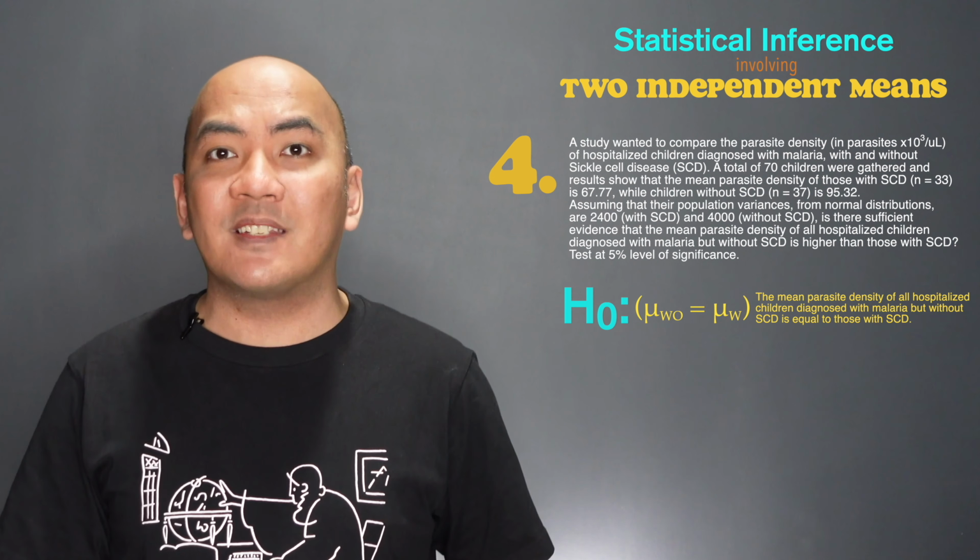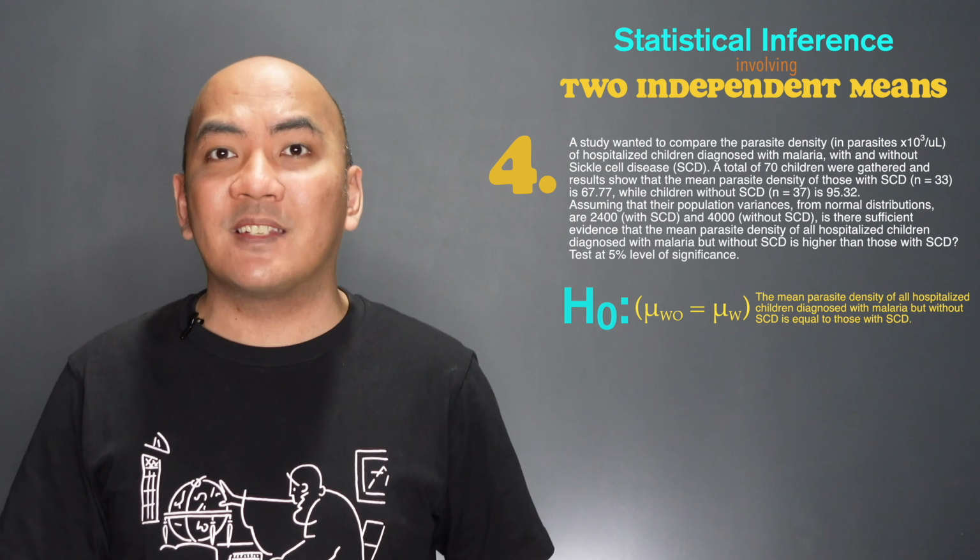And again, to determine whether we're going to conclude in favor of the null or the alternative hypothesis, we have to compute the test statistic. Since this deals with two independent means, we have to choose whether we're going to make use of the student t-test, the Welch t-test, or the z-test for two means. Apparently, the population variances here are given, which are 2,400 and 4,000. So this time, we're going to make use of the z-test for two means.